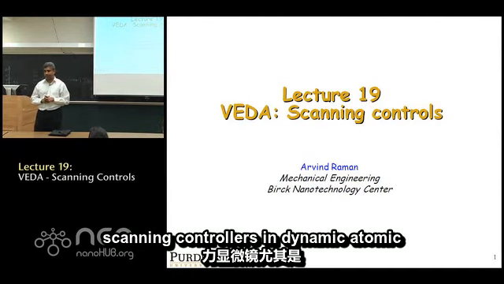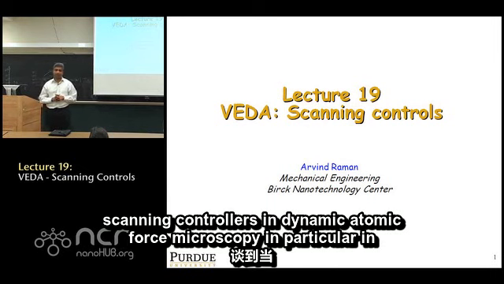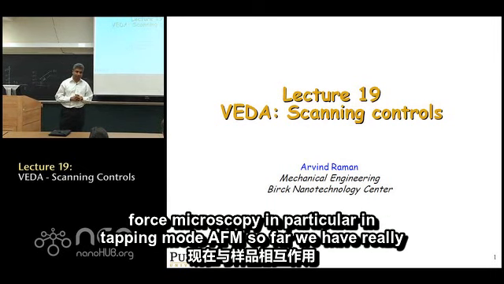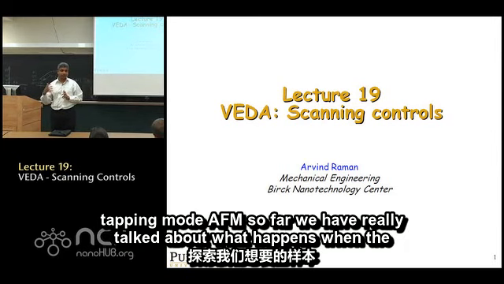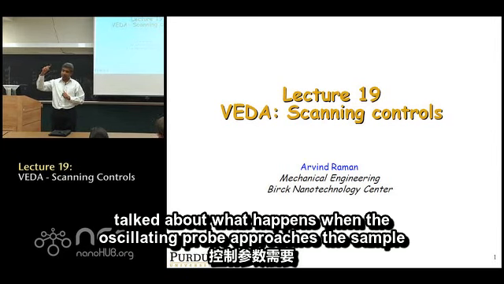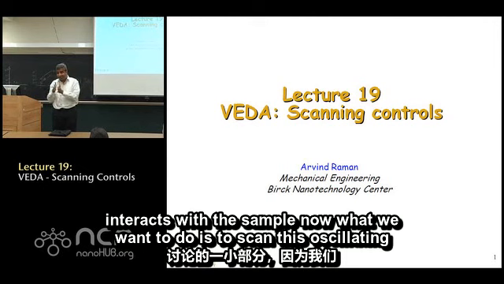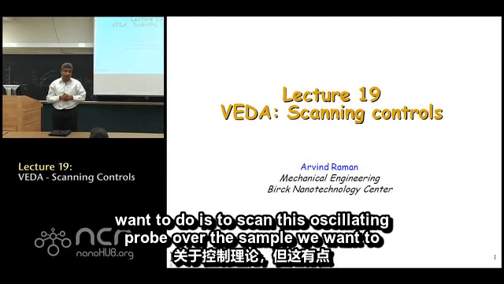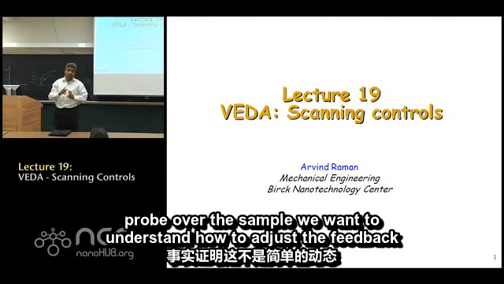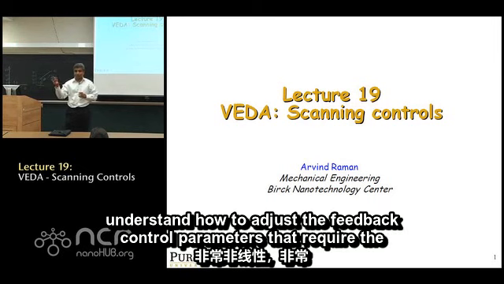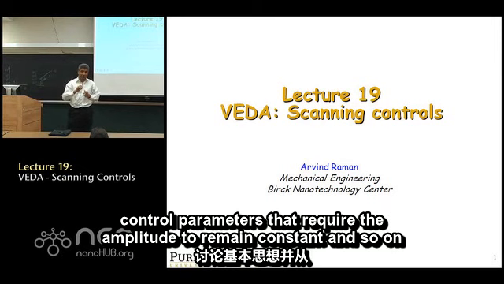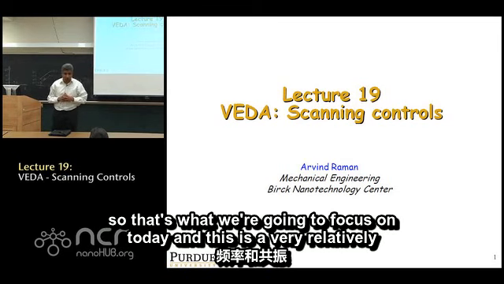Now we're going to be talking about scanning controllers in dynamic atomic force microscopy, in particular in tapping mode AFM. So far, we have really talked about what happens when the oscillating probe approaches the sample, interacts with the sample. Now what we want to do is to scan this oscillating probe over the sample. We want to understand how to adjust the feedback control parameters that require the amplitude to remain constant, and so on. So that's what we're going to focus on today.